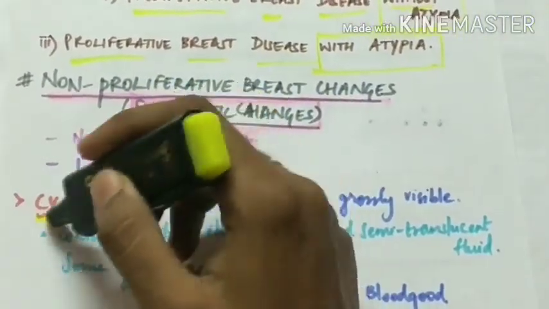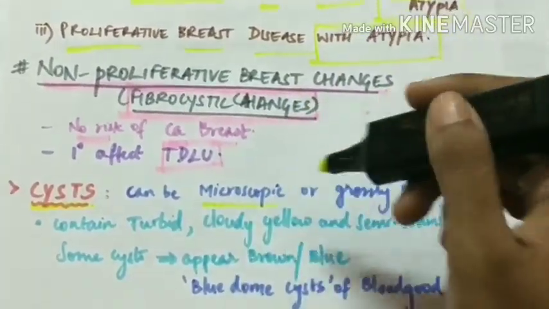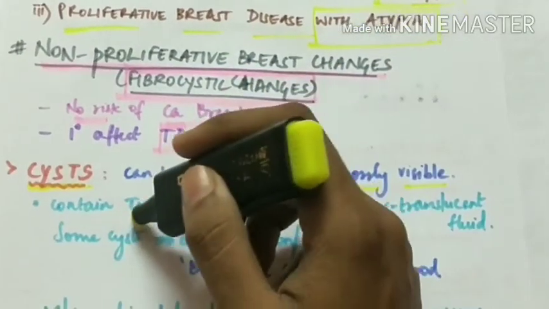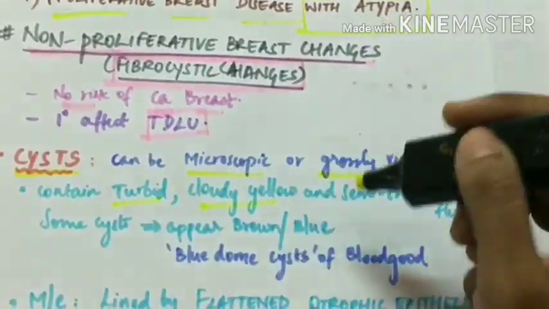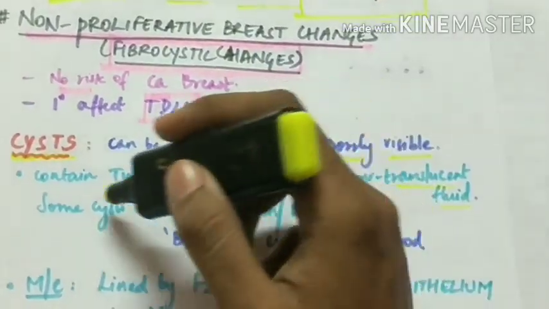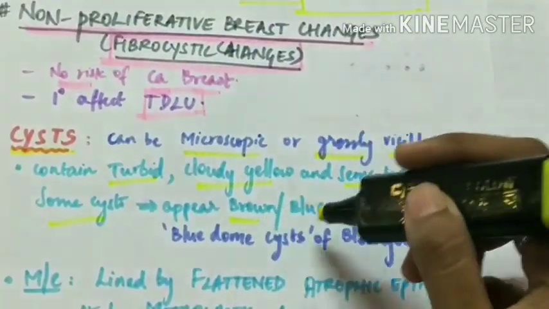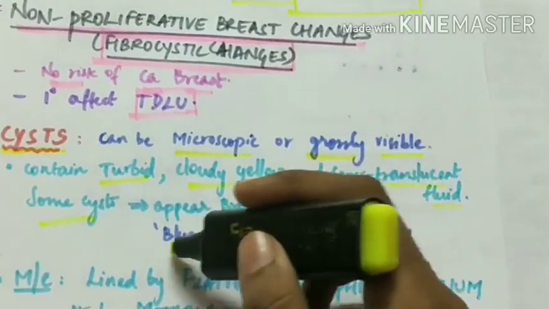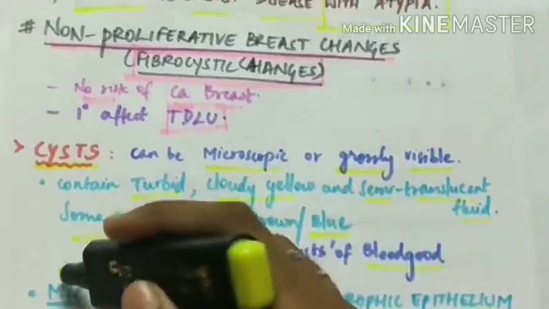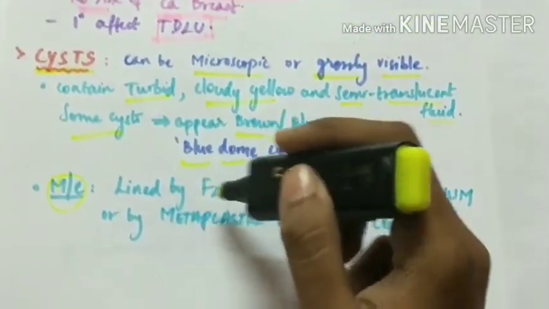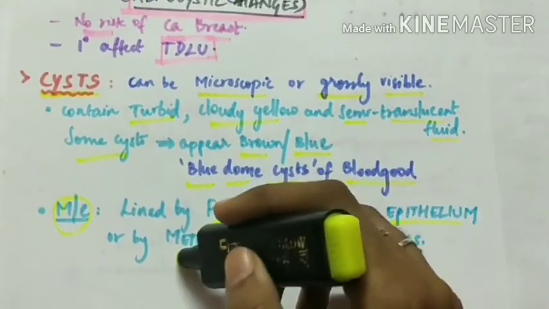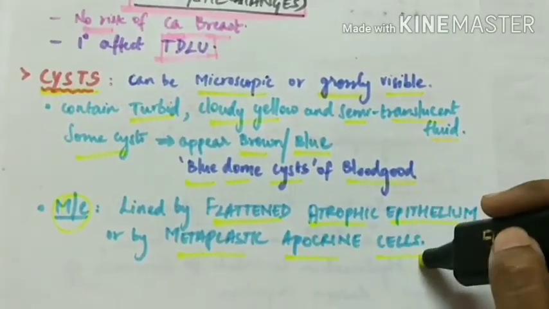First is cysts. The cysts can be microscopic or they can even be grossly visible. They contain turbid, cloudy yellow and semi-translucent fluid, and some cysts appear brown or blue in color, so they are called blue dome cysts of Bloodgood. Microscopically, the cysts are lined by flattened atrophic epithelium or by metaplastic apocrine cells.